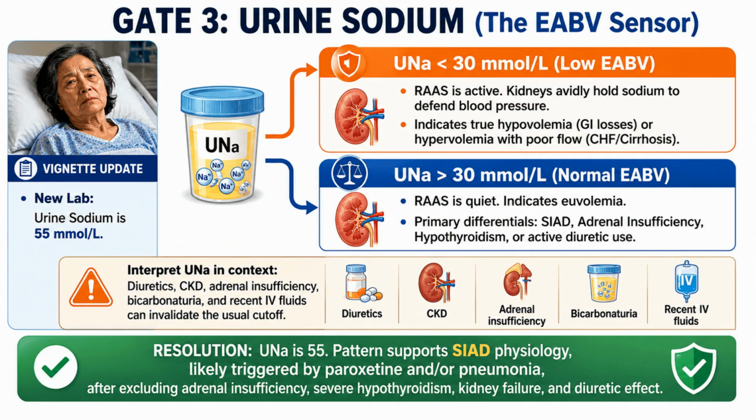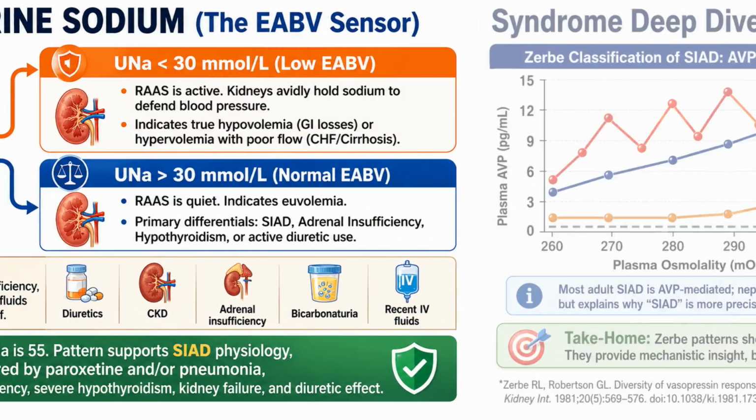In this case, the pattern is true hypotonic hyponatremia, active AVP, and urine sodium 55. That supports SIAD physiology, likely from paroxetine, pneumonia, nausea, stress, or a combination, after excluding adrenal insufficiency, severe hypothyroidism, kidney failure, and a diuretic effect. The key phrase is supports. Urine sodium is not a diagnosis by itself. That brings us deeper into SIAD.